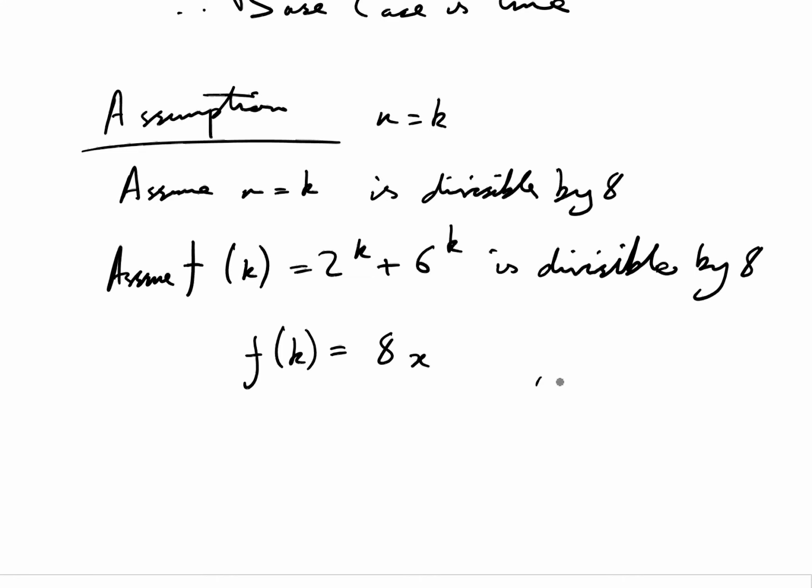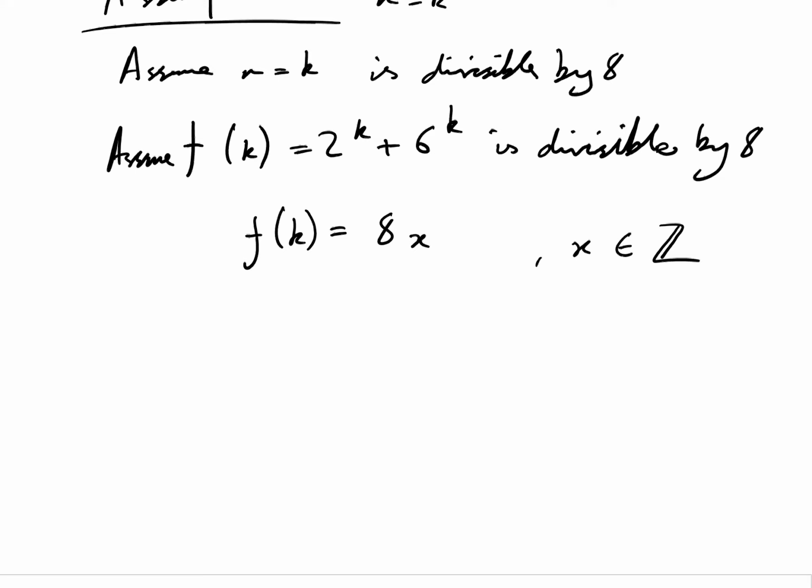I should say where x is a member of the integers. You don't have to say that, but this is just saying that 8 multiplied by some number is equal to f of k. That's another way of saying that f of k is divisible by 8. So if x was 2, say, it would be 16, which is clearly divisible by 8. If x was 3, it would be 24. 8 times 3 is 24, so that's divisible by 8. Basically it's going to be 8 multiplied by some number.